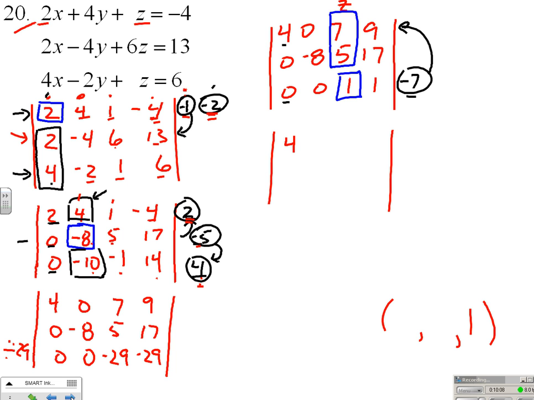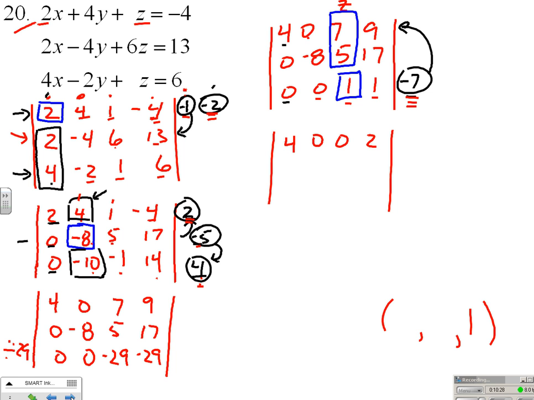0 and 4, 4. We get 0 and 0, 0. We never lose a 0 we work for. We get 1 times negative 7 and 7, 0. That's our purpose. And we get 1 times negative 7 plus 9, 2.